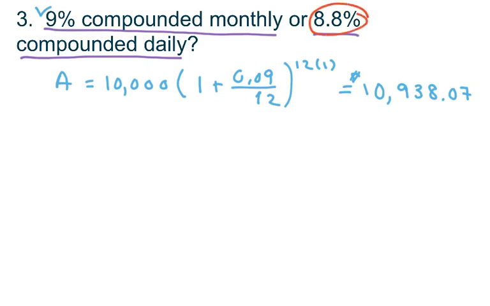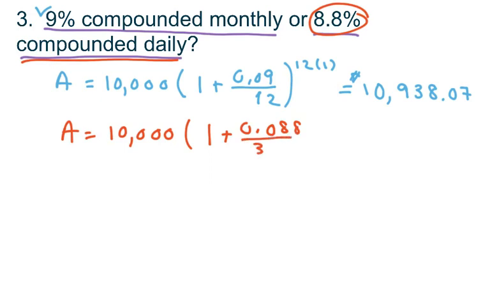And then for the second one, compounded daily, this gives us A equals 10,000 times 1 plus 0.088 over 365 to the 365 power, and that gives us 10,919.77. I thought this one might win, but the first one won. 9% compounded monthly yields the larger amount.